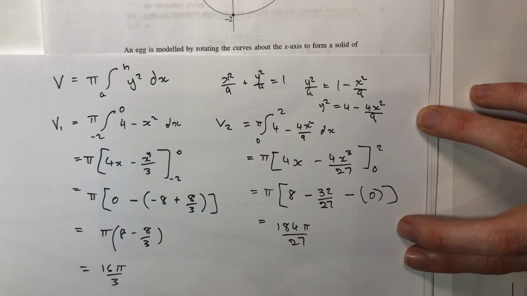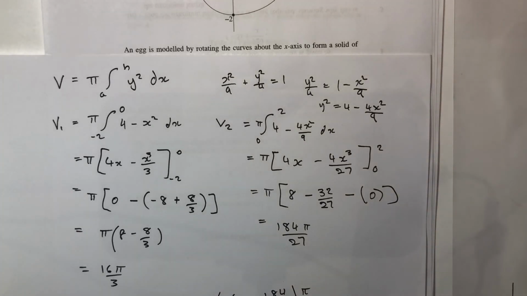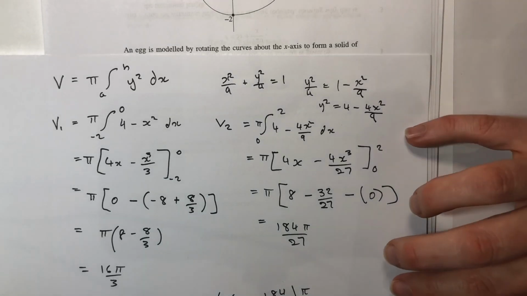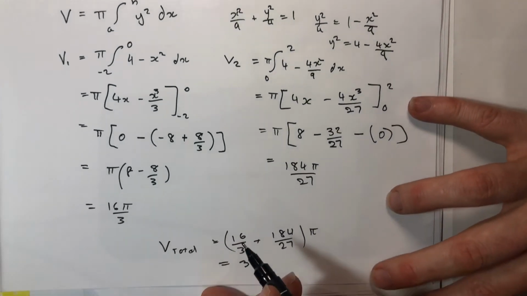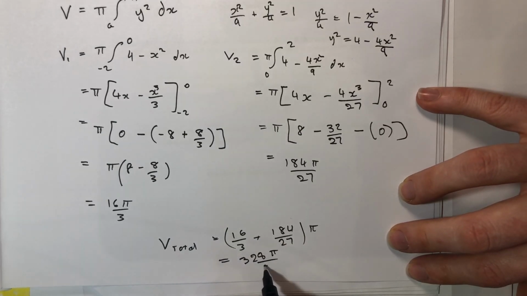So my volume total equals 16 on 3 plus 184 on 27 pi equals, oh, can't see me, 328 pi on 27.